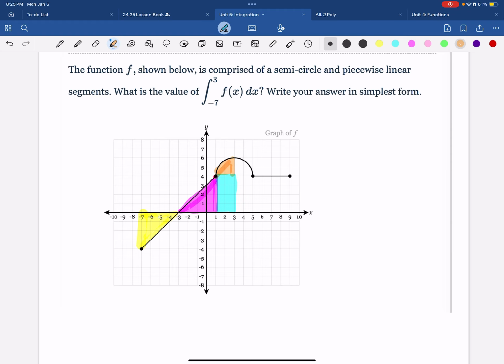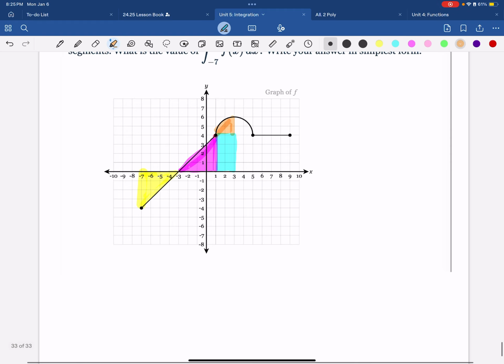So all I'm going to do is add up these areas. So I'm going to go ahead and take the antiderivative from -7 to -3 of f of x dx. I'm going to add that to the antiderivative from -3 to 1 of f of x dx, and I'm going to add that to the antiderivative from 1 until 3 of f of x dx. So let's go ahead and add those up.